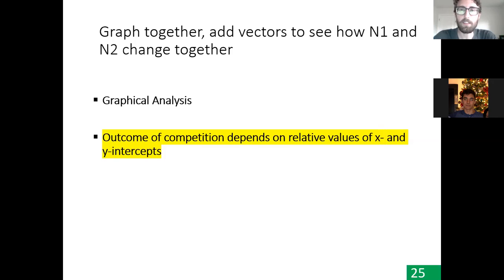However, in this case, both isoclines are just lines with negative slopes. And so there might be some situations where they don't intersect with each other and others where they do intersect with each other. And basically, we predict different kinds of outcomes of competition in those different situations where these isoclines intersect and where they don't intersect. And it turns out that the outcome of competition, in terms of whether we see competitive exclusion versus stable coexistence and that kind of thing, actually depends on the relative values of these x and y intercepts and whether the lines intersect or not.